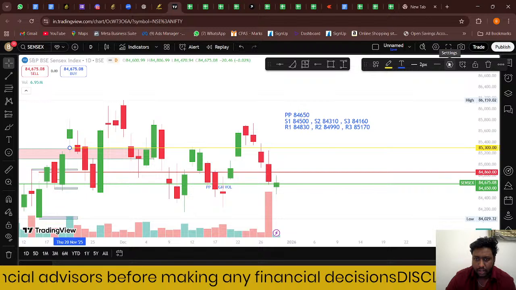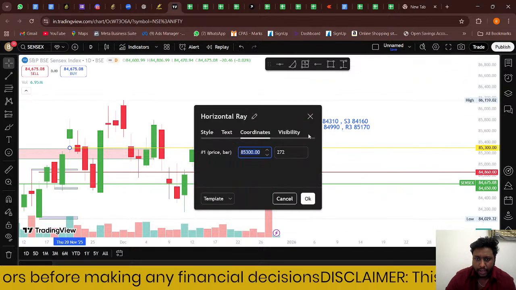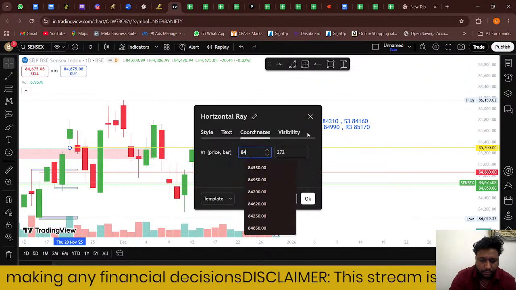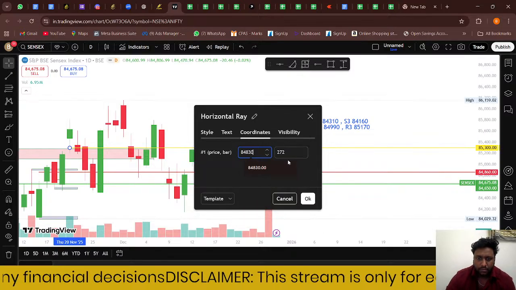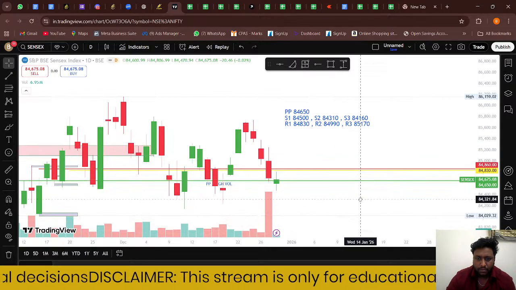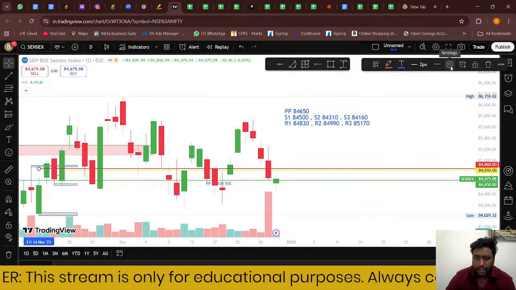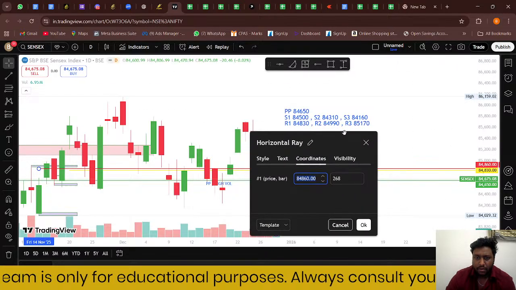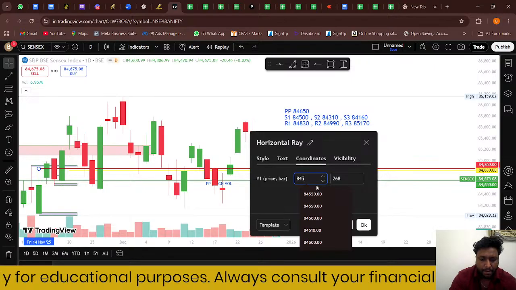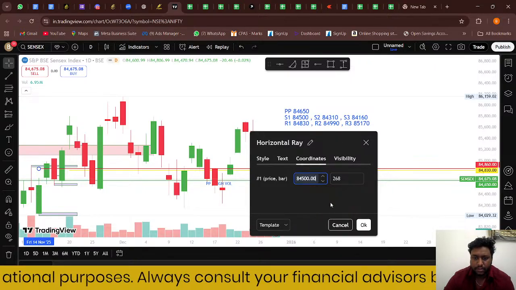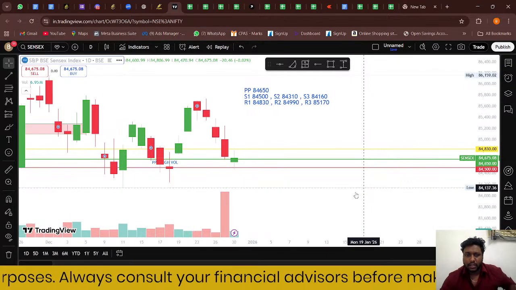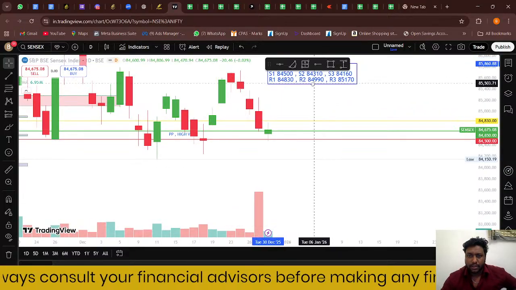First resistance at 84,830, and 84,500 will be the first support. So these are the levels with respect to Sensex today.